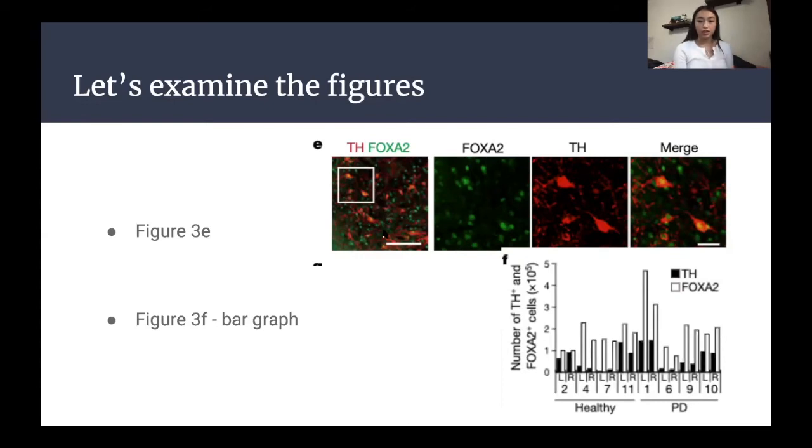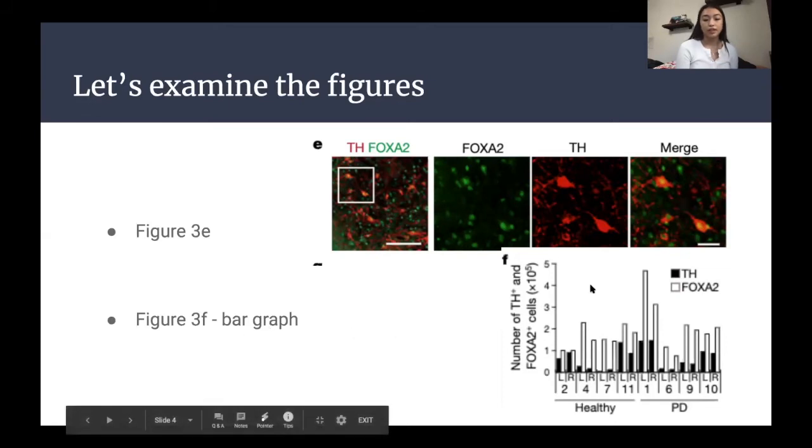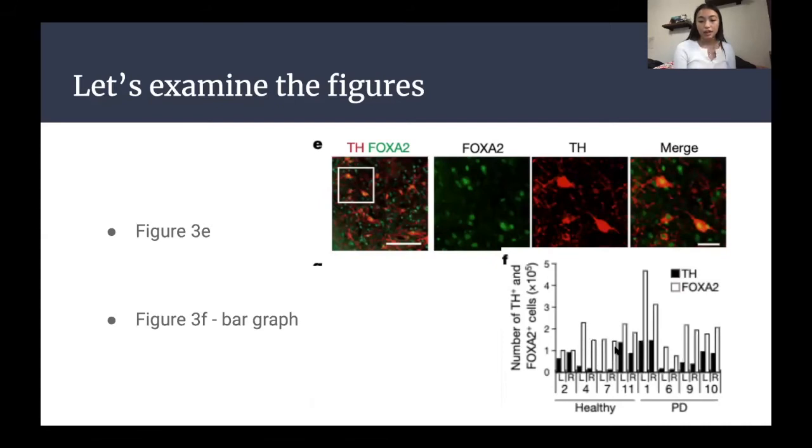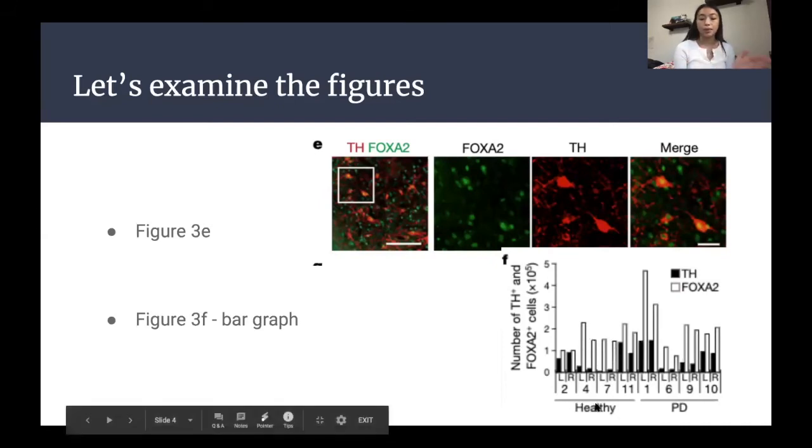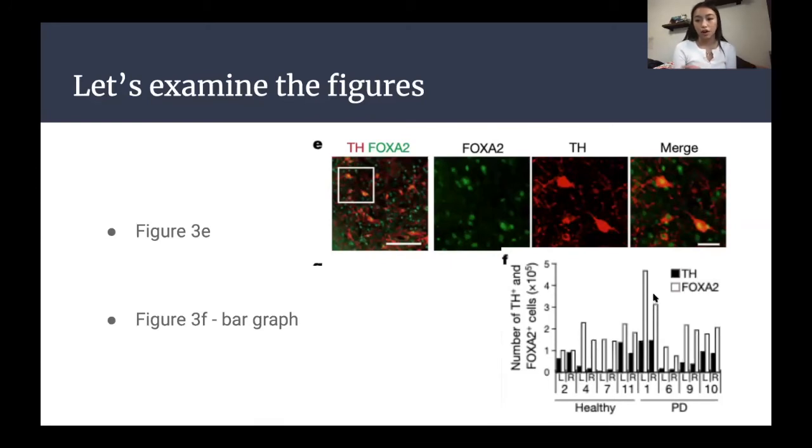I won't go into much detail about the significance of what this means, that will be done later when the results are explained. But yes, this is an example of what a stained sample would look like. And figures 3E, 3G, and 3H are stained images, or images of stained samples. So here, figure 3F is a bar graph. It's another method of collecting data. And basically, it's a comparison between the healthy primate group and the PD group. And it's comparing the numbers of TH cells and numbers of FOXA2 cells.